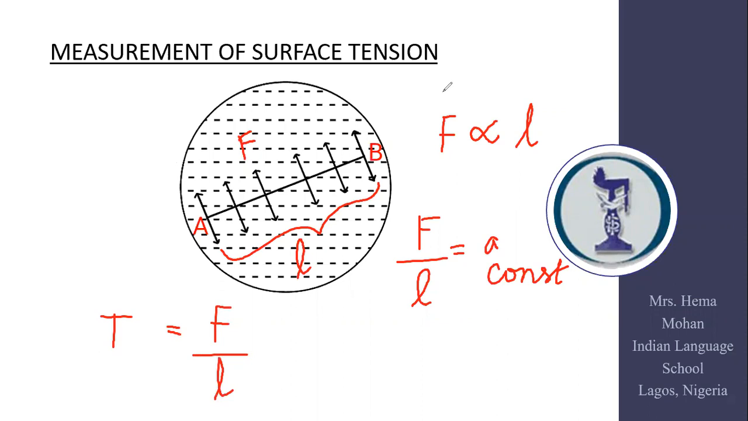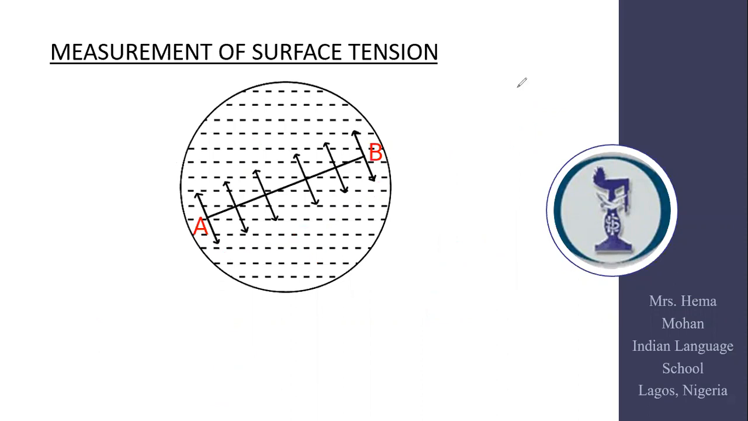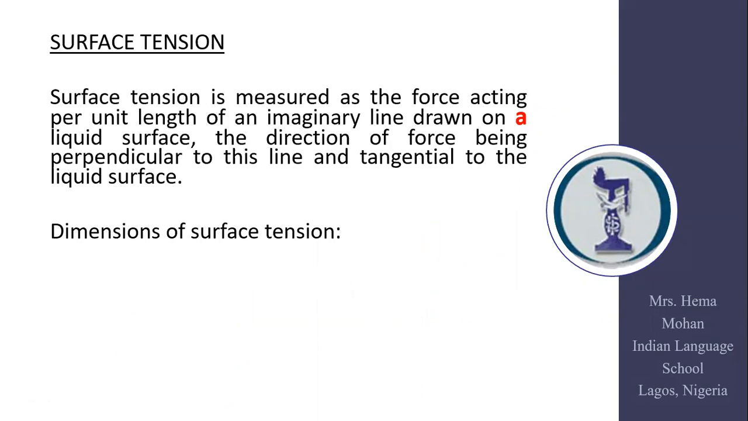Is that clear, children? Now, if I put this in words and define surface tension, it is measured as the force acting per unit length of an imaginary line drawn on a liquid surface. Now, why have I highlighted a liquid surface? Please understand, if there are multiple liquid surfaces, this will increase because it is per surface. On a liquid surface, the direction of the force is perpendicular to that particular imaginary line and tangential to the liquid surface.